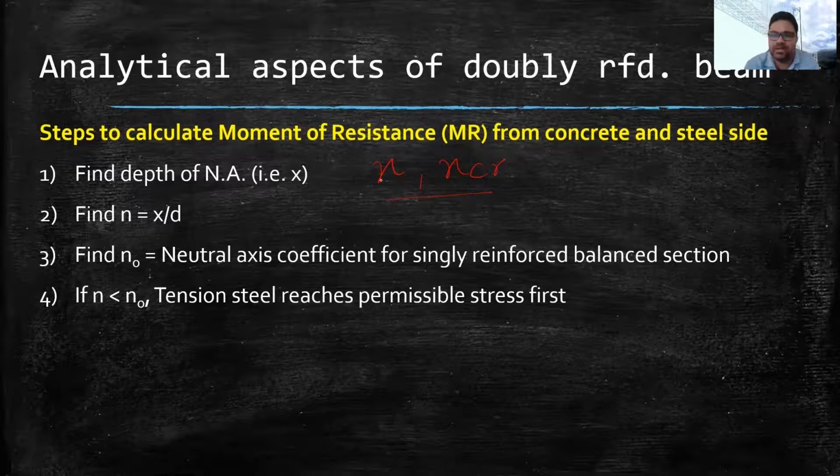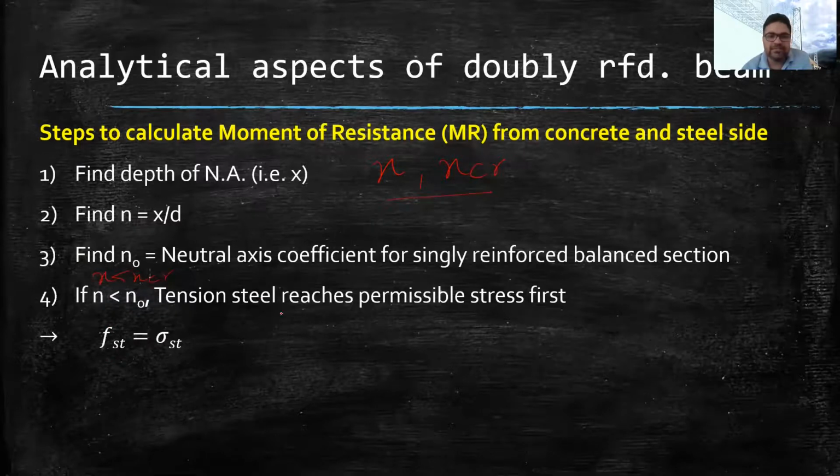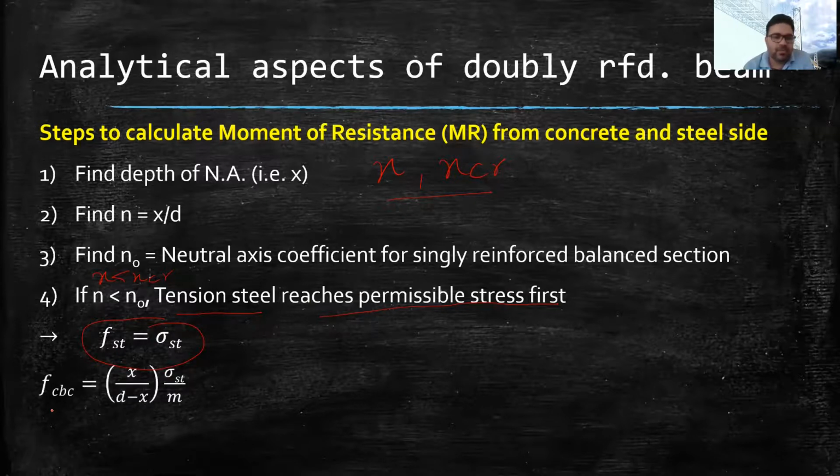I think you understand this. The same I have already discussed in my previous lectures, so you can refer to that. Now, when the value of n is less than n naught, or x is less than XCR, then in that case, the section will be under reinforced, and in an under reinforced section, tension steel reaches permissible stress first, and in that case FST will become sigma ST. Similarly, in this case FCBC will be equal to this one.